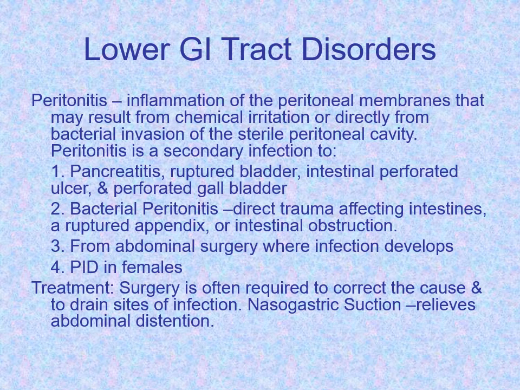2, bacterial peritonitis is from direct trauma affecting the intestines, a ruptured appendix, or intestinal obstruction. Also from abdominal surgery where infection develops, and also pelvic inflammatory disease in females. Surgery is often required to correct the cause and to drain the site of infection. Nasogastric suction relieves abdominal distension.